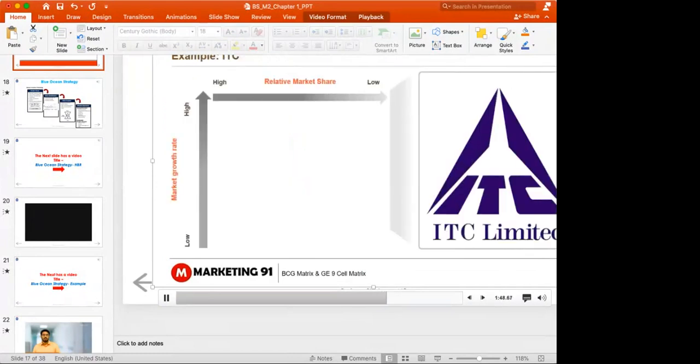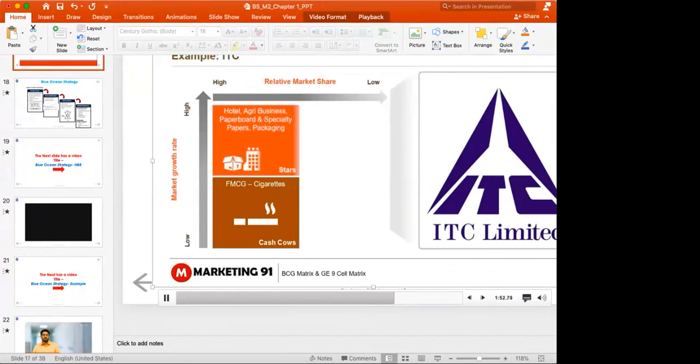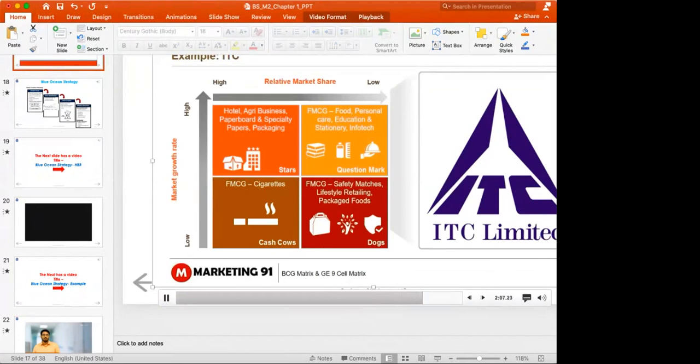Example: ITC. Cash cows: FMCG cigarettes. Stars: hotel, agribusiness, paperboard and specialty papers and packaging. Question marks: FMCG food, personal care, education and stationery, infotech. Dogs: FMCG safety matches, lifestyle retailing and packaged foods.